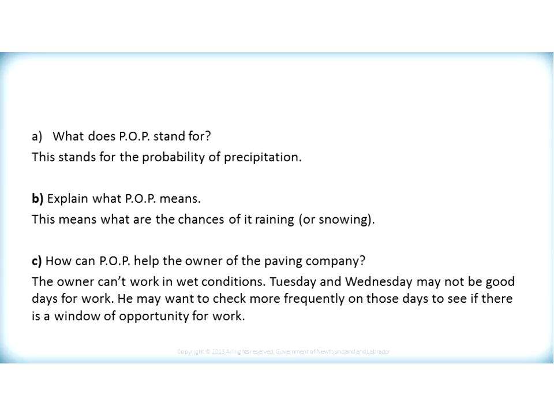And lastly, how can POP help the owner of the paving company? Well, the owner can't work in wet conditions. That's one of the problems he faces. So Tuesday and Wednesday, if he looks at the forecast, he may realize that it might not be very easy to get any work done. So on those days, if he wants to get any work done at all, he's probably going to want to check the weather report more frequently to see if there might be a possibility of some dry times during those days where the showers aren't ongoing.